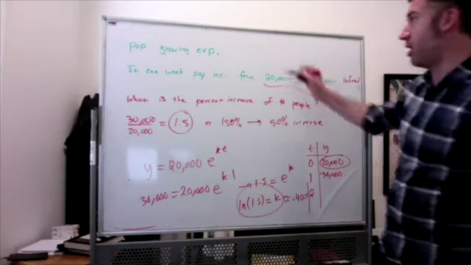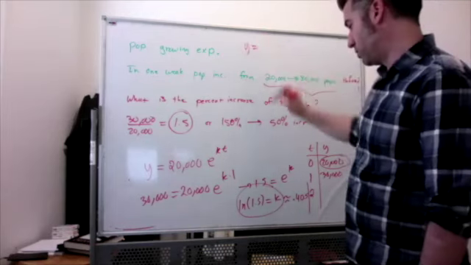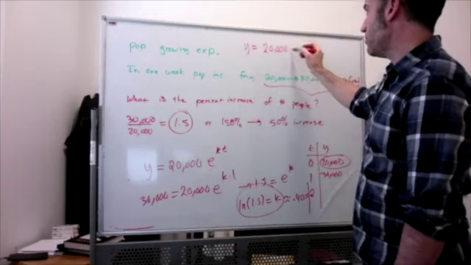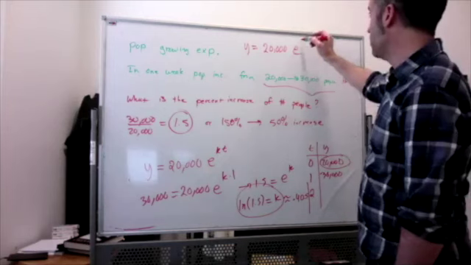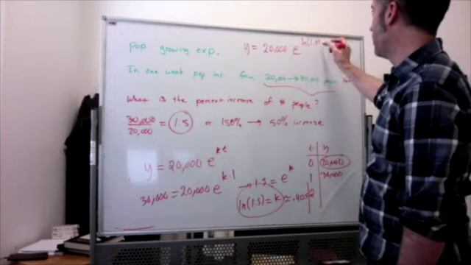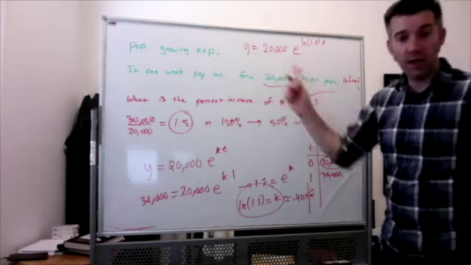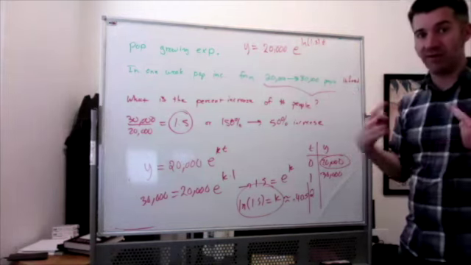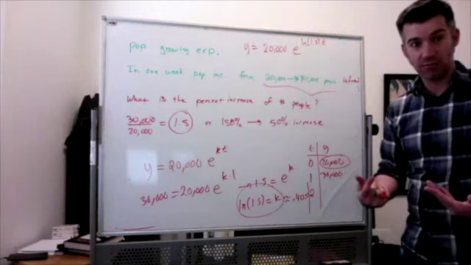So here our model would be y equal to 20,000 e to the k, which is natural log of 1.5, times t. And this equation would show a population increasing by 50% every week.